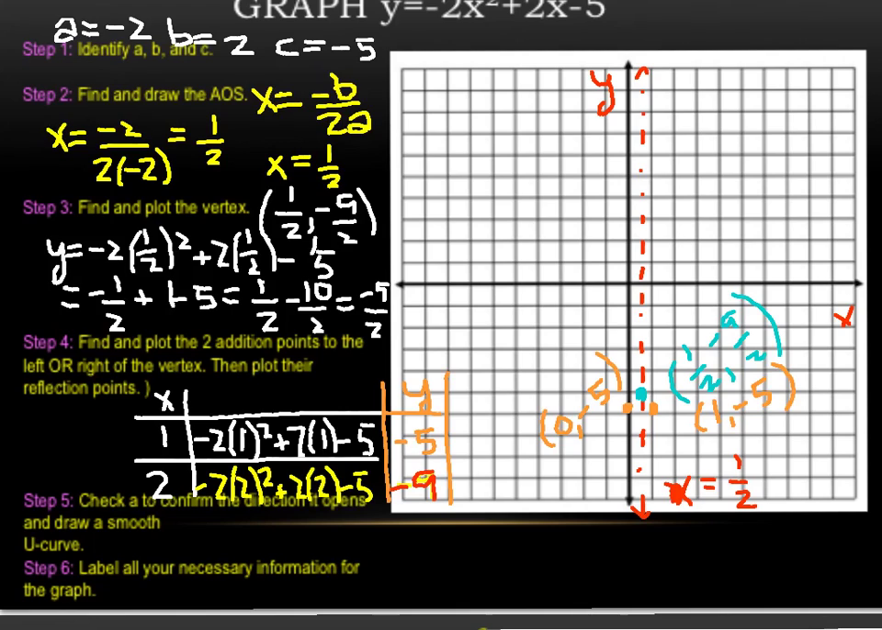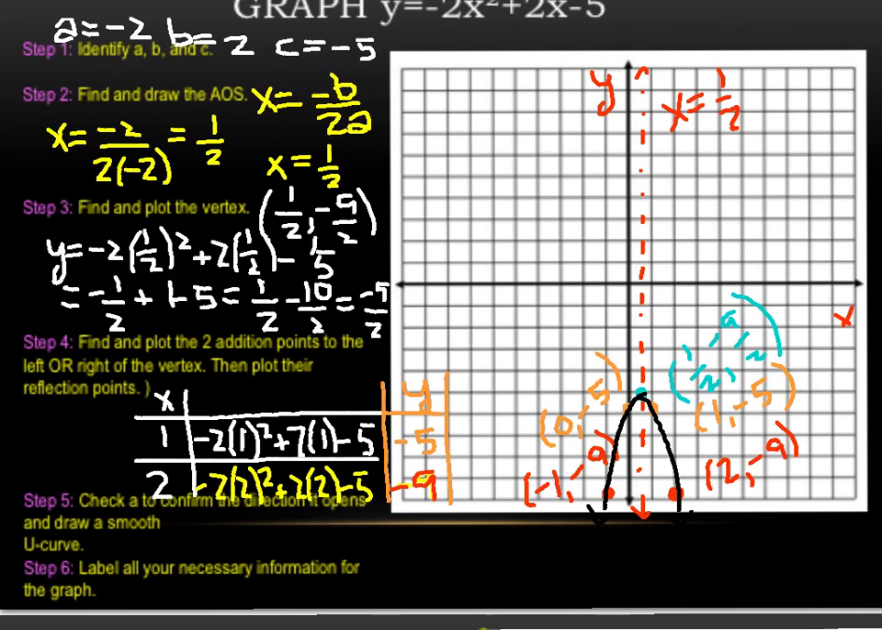Let me move that guy out of the way. Write it up here. (2, -9). Reflected, that guy is 1.5 away, so half and then 1 away this way. That's going to be (-1, -9). And there we go. There's my parabola. Go ahead and draw it.